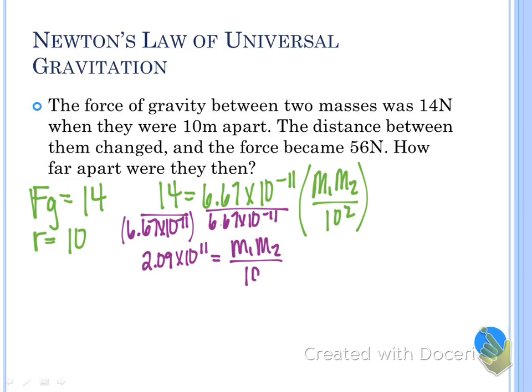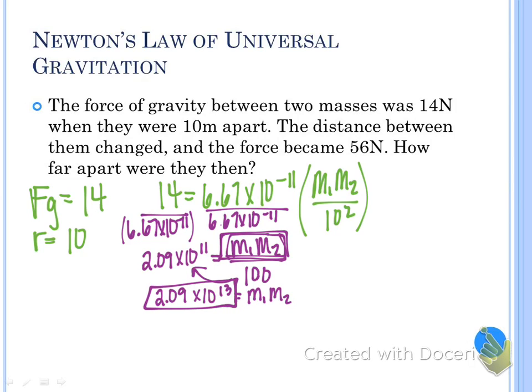Okay, and we know that 10 squared is equal to 100, so I'm going to go ahead and just plug in 100 down here. I'm solving for this M1 times M2 term as a whole, because I know between the first and the second situations, my masses are not changing. So to solve for M1 times M2, I'm going to multiply these two numbers together. I'm going to take that 2.09 times 100, and that gives me 2.09 times 10 to the 13th equals M1 times M2. Okay, and I don't need to break that down anymore into individual masses. I can leave it at that.